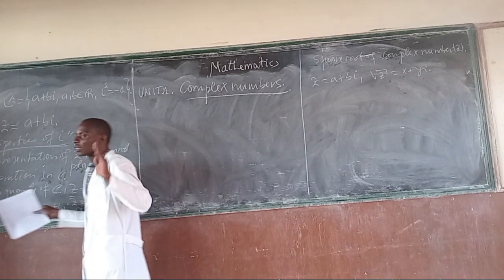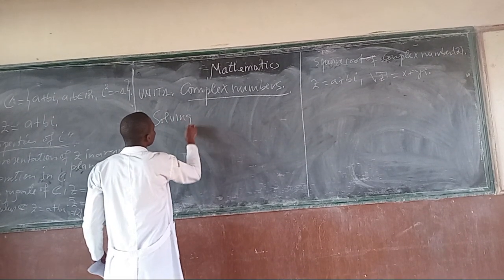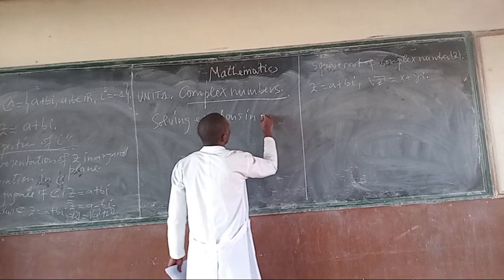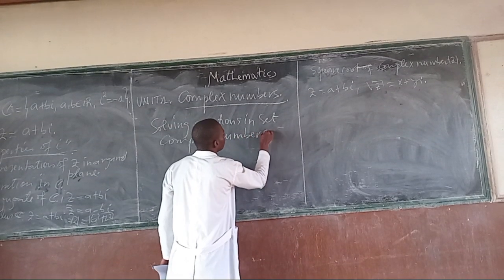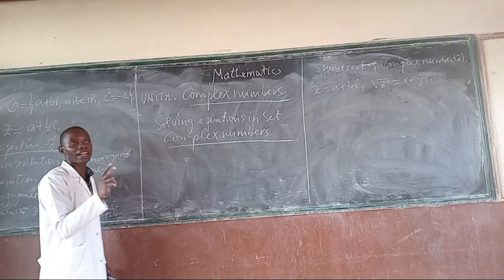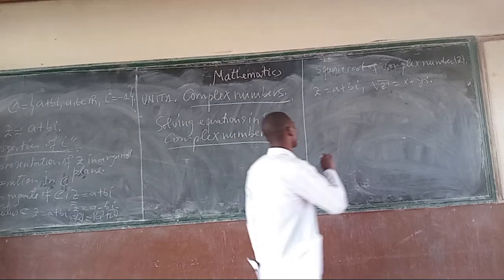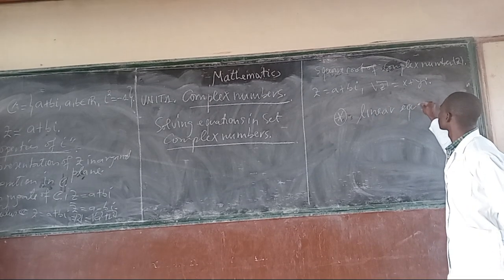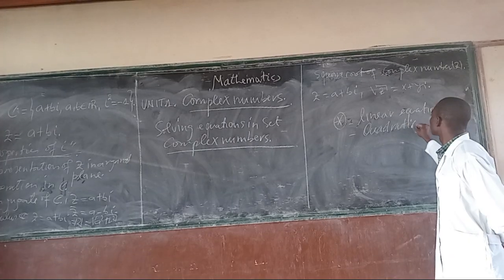So after those concepts we talked about while you were at school, we can now talk about solving equations in the set of complex numbers. To solve those equations in the set of complex numbers, we solve around two equations. As we solve in the set of all real numbers, we use it to solve a linear equation. We also solve quadratic equations. I hope you remember quadratic equations.